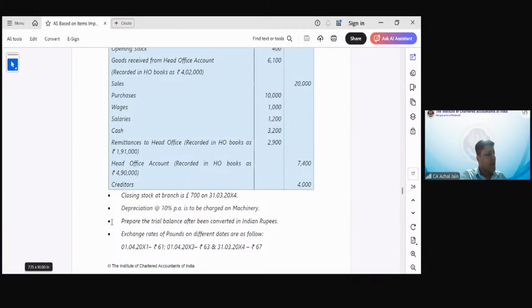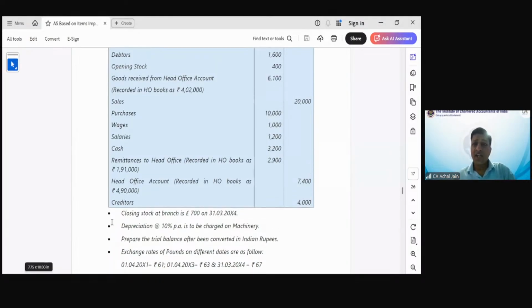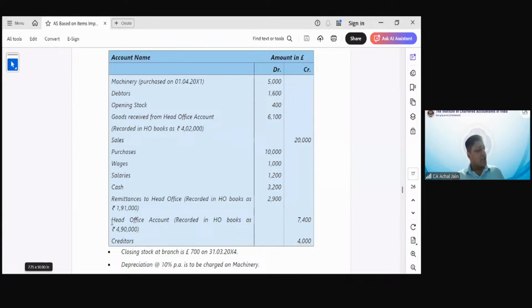Yes or no? So now in this case, quickly, can you just start this translation and let me know what it is that you have done? Over to you quickly. You understand how this translation is required to be done. So can you just quickly prepare the trial balance of this branch in INR?